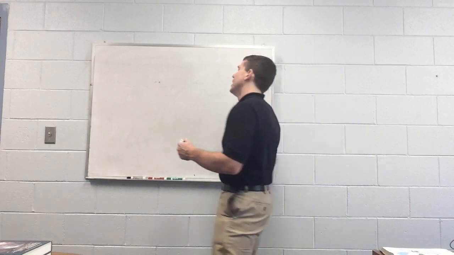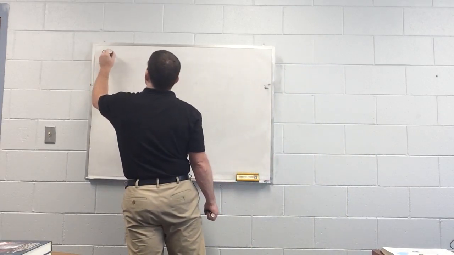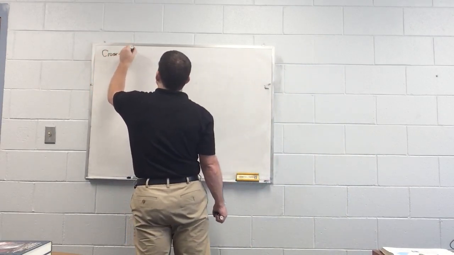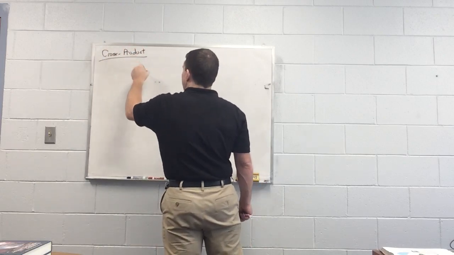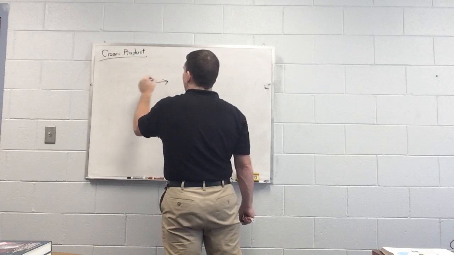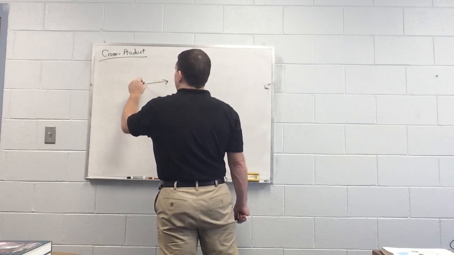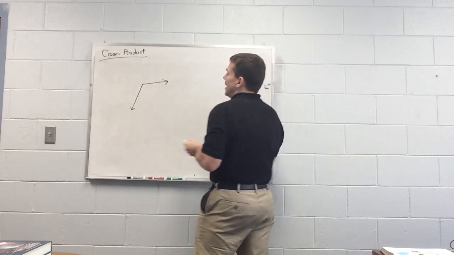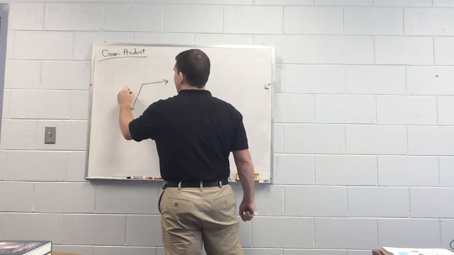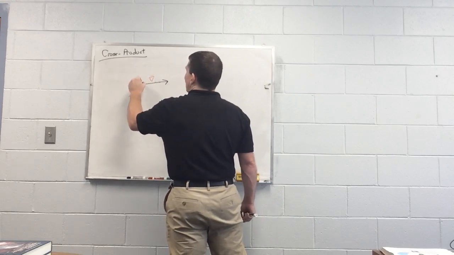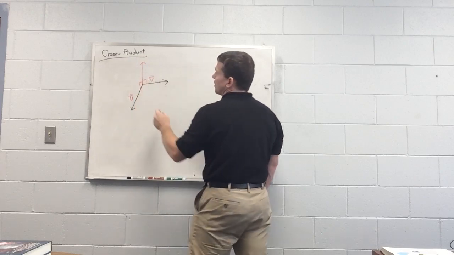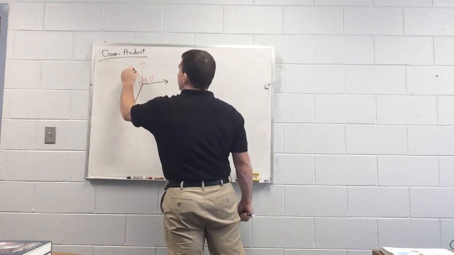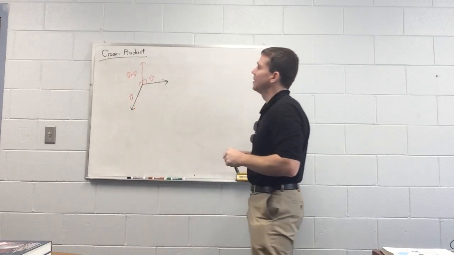So first, I just wanted to run through the cross product and how we actually calculate it and find it. Remember, if I have, say, two vectors, one here and one here, and I call this u and this v, the cross product is the vector that's perpendicular to both of those vectors. So this will be u cross v right there.